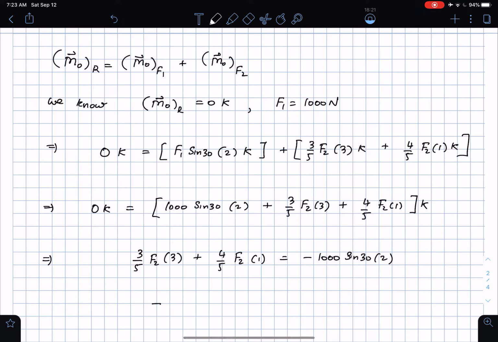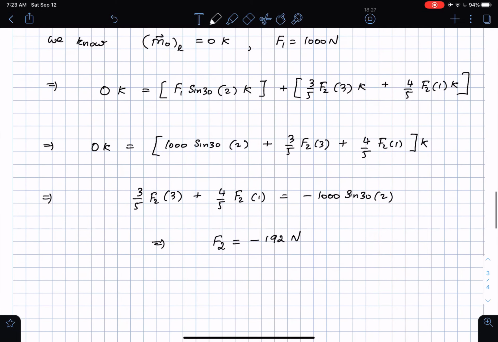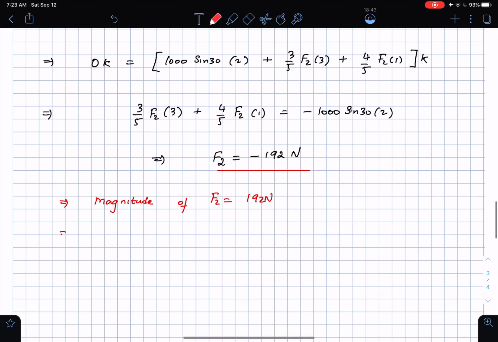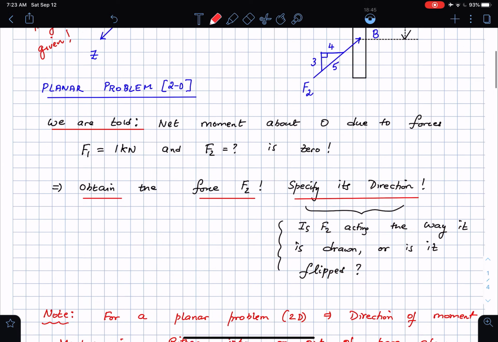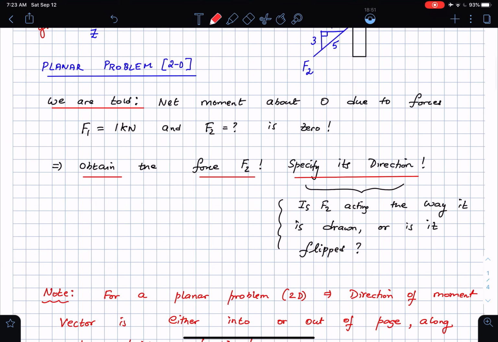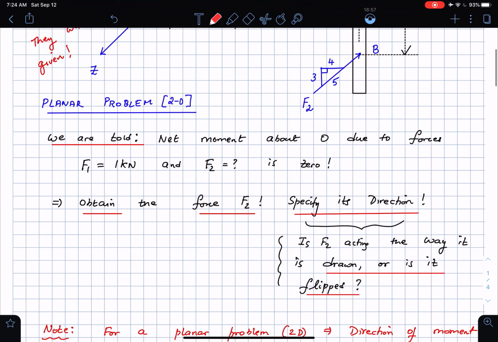If I solve for F2, I end up getting 192 newtons. So this is very, very nice. You see, the magnitude of this force is 192 newtons. So the magnitude of F2 is 192 newtons, and the direction of F2 is negative, which means that it's flipped. Go back to the question, and they were asking you, is the direction the way it is drawn, or is it flipped? Which means that if I get a negative value, then the direction is actually flipped.